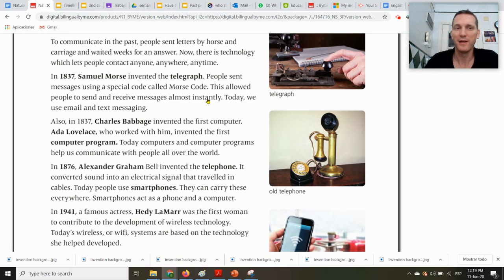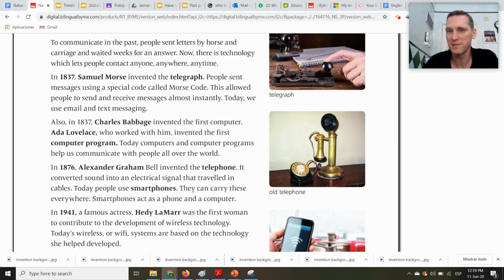For example, in the year 1837, they invented the telegraph. You can see this picture. It was a machine to send messages over distances. That message is SOS. It means help in Morse code.